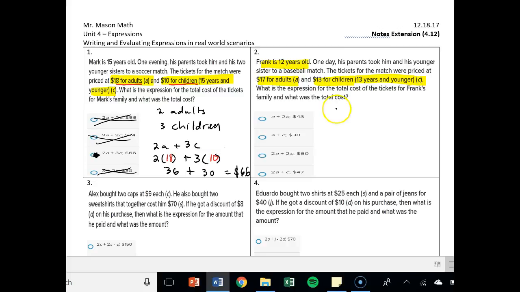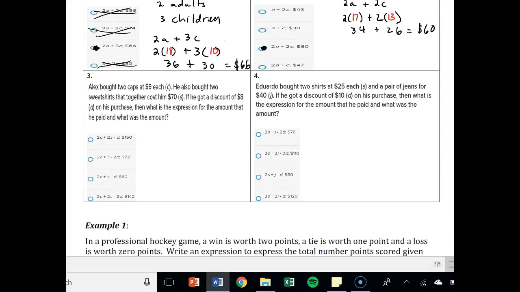So hopefully you said, hey, Frank's got two adults and two children, because Frank and his sister. So then that's 2 parentheses, it was 17 for adults, plus 2 parentheses, and it was 13 for children. So when we do this, we have 34 plus 26, and we should get our answer of 60, right? And you should have hopefully picked this one for your answer. All right, let's look at number 3.